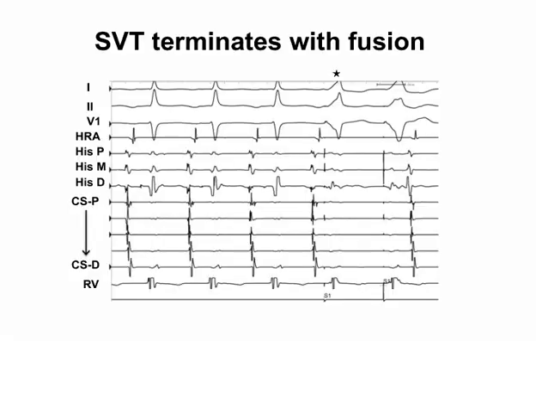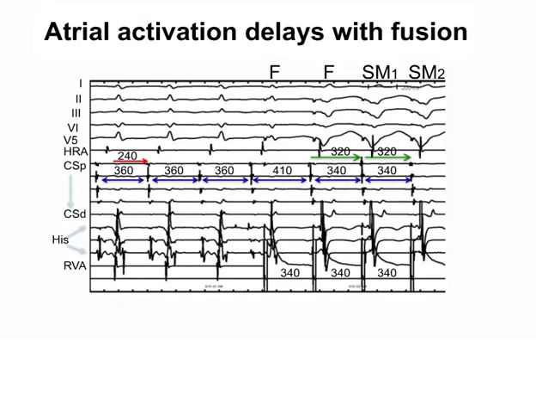And here's SVT terminating just like a PVC. It's the first beat of a drive, and you know it's fused because the next one's wider. Diagnostic of ORT. Here's delaying with fusion. So again, the very first beat that looks even a little bit fused results in an AA time that's markedly longer. Diagnostic. Again, look at the beginning of the drive, not just at the post-pacing interval.